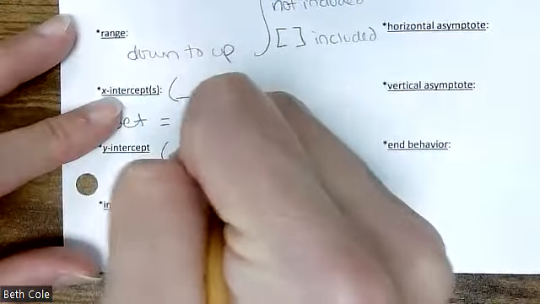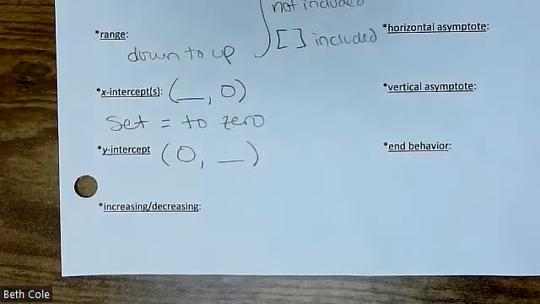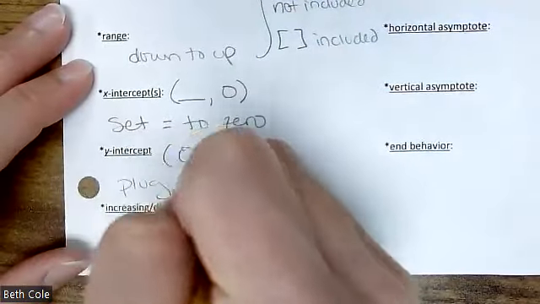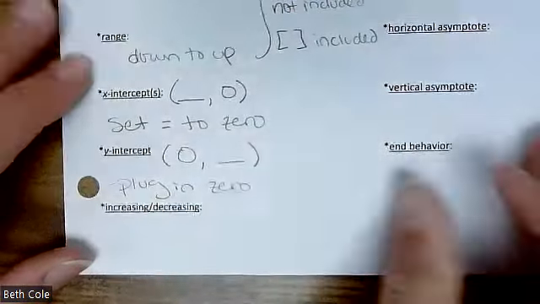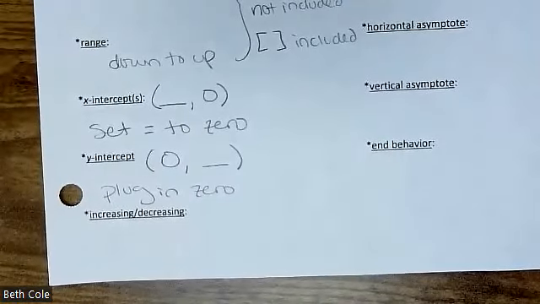Y-intercept is always going to be 0, something. And for that one, it's a little easier. You just plug in 0. So you just plug in 0 and see what you get back.